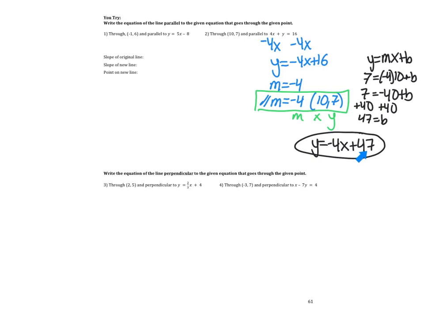I'm going to check it in my head. Let's see if when I substitute 10 in for x, I get a result of 7. Negative 4 times 10 is negative 40, plus 47 is positive 7, which is my y-coordinate, and therefore I've done it correctly.